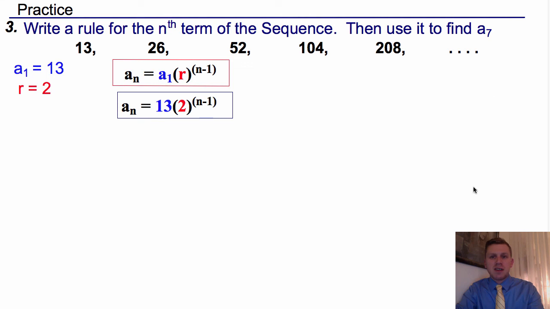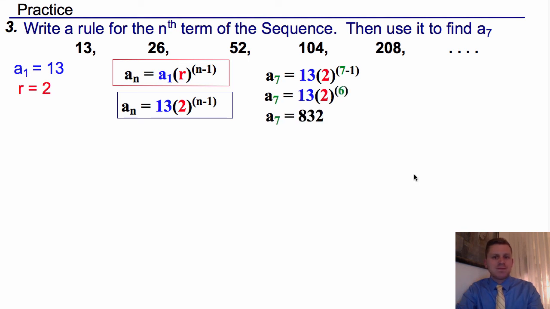To find the 7th term, I'm going to plug in 7. I'll plug in 7 here to indicate the 7th term, and here to actually compute what the 7th term is. I like to do this piece in my head. 7 minus 1 is 6. And when I find the 7th term here, I can see it's 832.